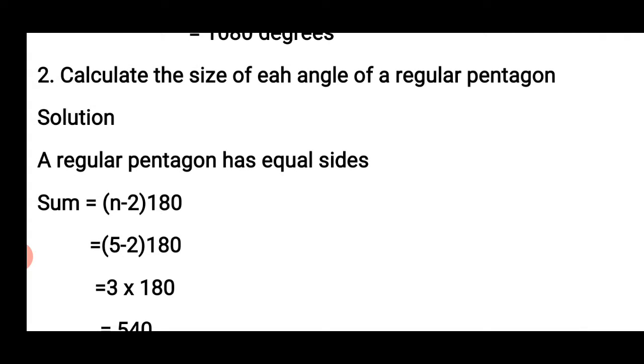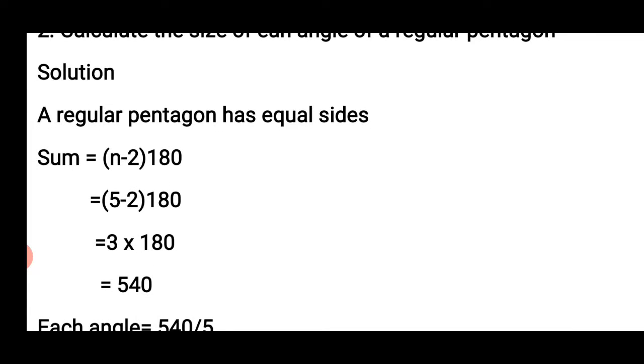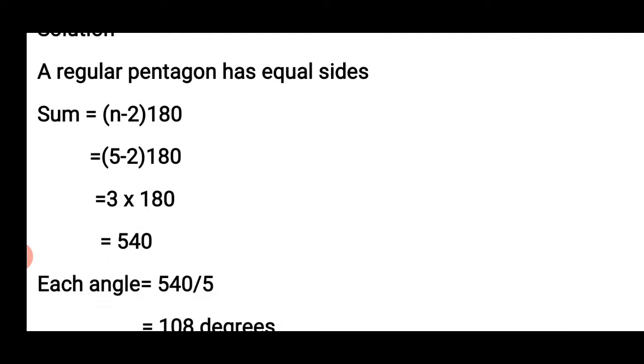The sum of angles is, that's the general formula, n minus 2 multiplied by 180. In this case, our n is 5 because it is a pentagon. A pentagon has 5 sides. 5 minus 2 multiplied by 180. So we have 3 multiplied by 180, and the sum of angles is 540 degrees.